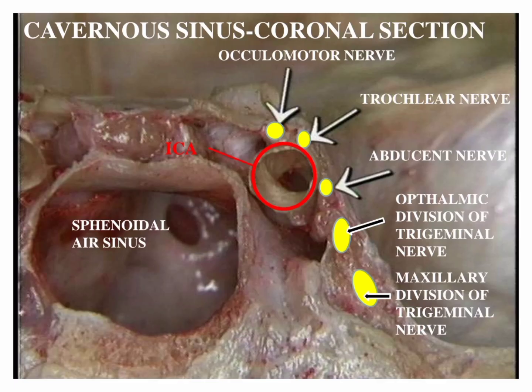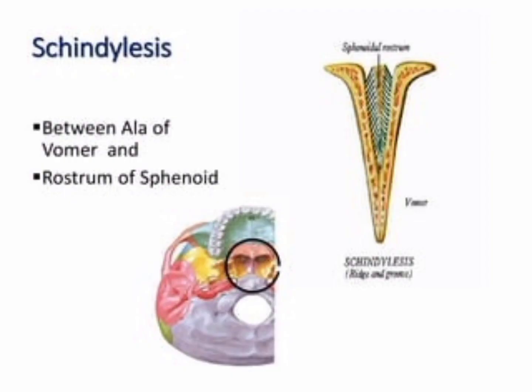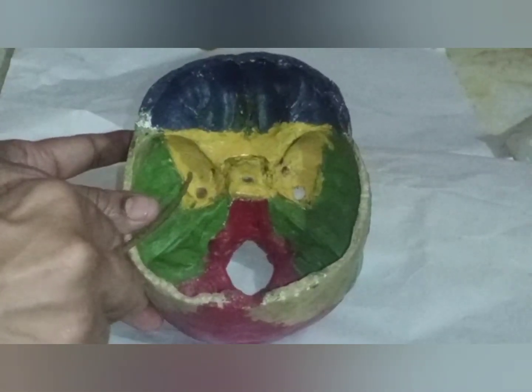Lateral surface of the body is related with the cavernous sinus, formed by the meningeal layer and the endosteal layer of the dura mater. In between the two layers, the oculomotor nerve, trochlear nerve, abducent nerve, and the ophthalmic division of the trigeminal nerve pass from the cranial cavity into the orbital cavity. Posterior surface of the body articulates with the anterior surface of the basilar part of the occipital bone. Inferior surface presents a projection called rostrum, which articulates with the ala of vomer forming a schindylesis type of joint. The greater wing has three surfaces.